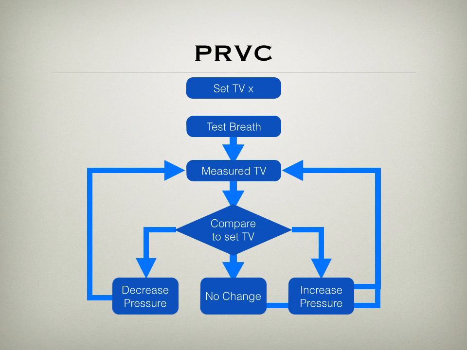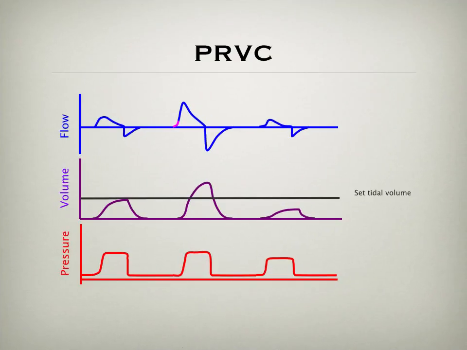And this is just the same graphic calculation. You see the first curve here, the volume is exactly at the set tidal volume. The second breath here, the tidal volume is bigger than the set tidal volume, so the machine drops the pressure. When it drops the pressure, the tidal volume is less, and it will increase again until it reaches a sweet spot.